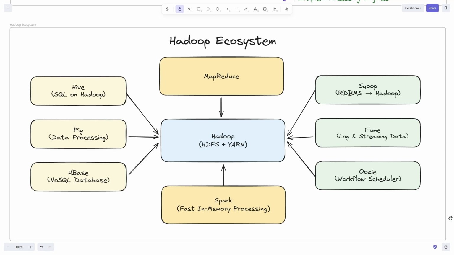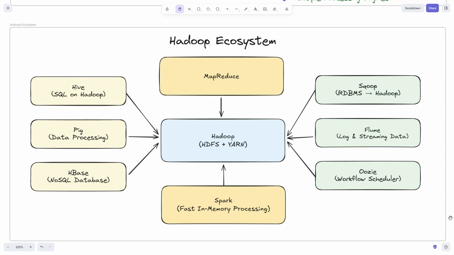Hive was created to make Hadoop easier for people familiar with SQL. Writing MapReduce code required programming knowledge. Hive allows users to write SQL-like queries instead. Internally, Hive converts these queries into MapReduce or Spark jobs. This makes Hadoop accessible to analysts and data engineers.